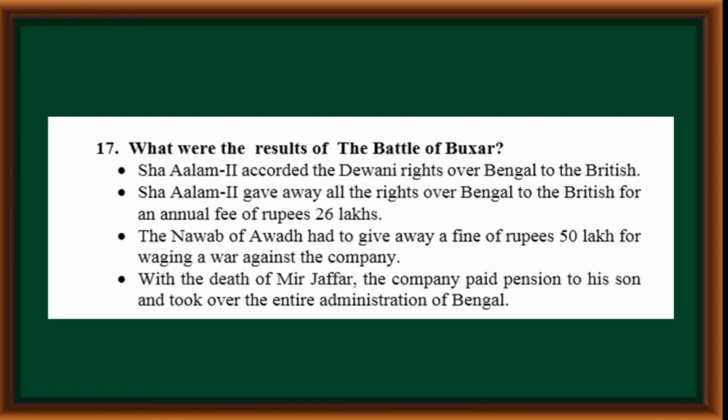Third main, what were the results of the Battle of Buxar? Shah Alam II accorded the Diwani rights over Bengal to the British. Shah Alam II gave away all the rights over Bengal to the British for an annual fee of rupees 26 lakhs. The Nawab of Oudh had to give away a fine of rupees 50 lakhs for waging a war against the company. With the death of Mir Jafar, the company paid pensions to his son and took over the entire administration of Bengal.